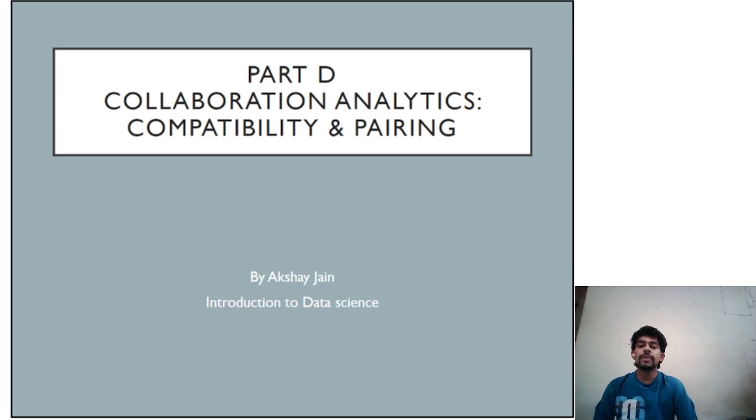And in this video, we are going to discuss part D of our question paper 1, which is nothing but collaboration analytics, compatibility, and pairing. In this presentation, I will walk you through the dataset, the consistency matrices, the dissimilarity measures, and finally the ranking of the most and least compatible student pairs. So let's dive into the part D.